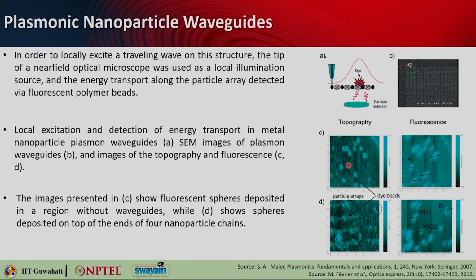So, the image that is shown in this one, C, shows the fluorescent spheres, okay, deposited in the region without waveguides, and here you can actually see the spheres deposited on top of the ends of the 4 nanoparticle chain. So, 1, 2, 3, 4, okay. So, this is the 4 nanoparticle chain, this is the illumination source, okay, and that is how you can actually see the local excitation and scattering. Well, I think they have pictorially shown these as the nanoparticles, okay. The black ones are basically the dyes, okay.